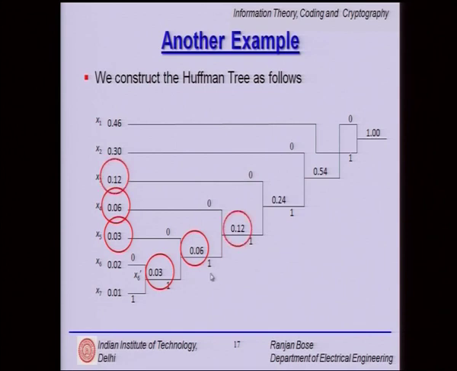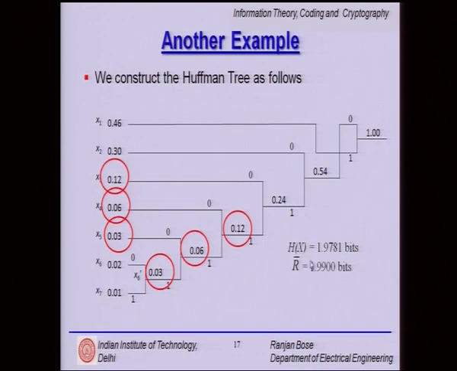But today is not my day. 0.12 and 0.12 again, they are equal. Maybe I should exchange them in terms of ordering. So, the decreasing order probability ladder says 0.46, 0.30, 0.12, 0.12, but this 0.12 can be higher up than this 0.12, and then we have 0.24 and so on and so forth.